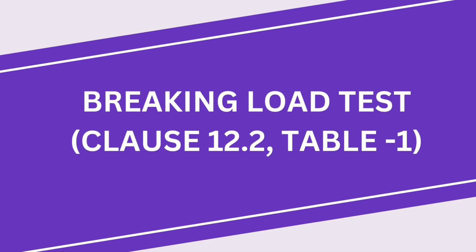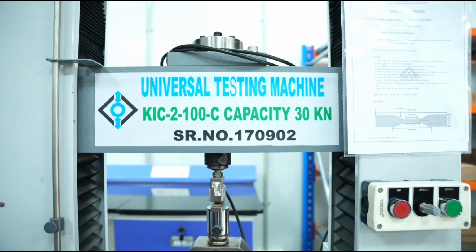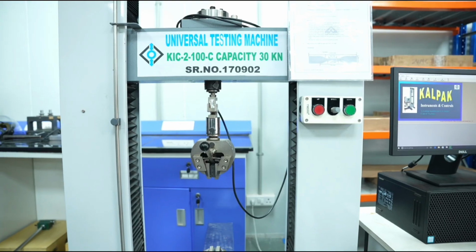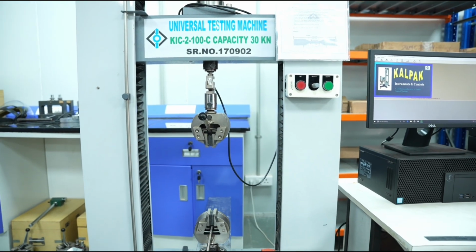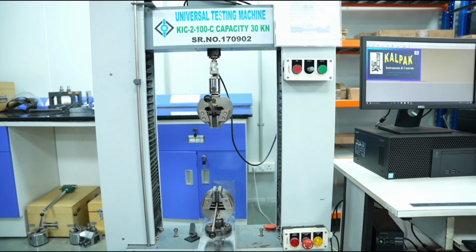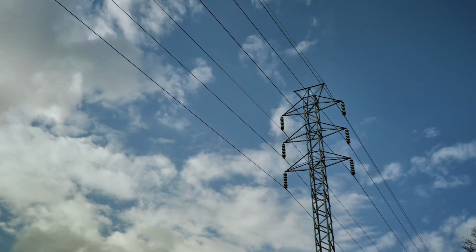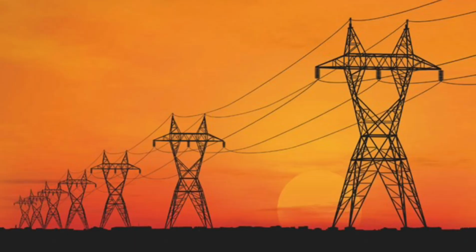The third test being demonstrated is breaking load and elongation test. Breaking load is crucial for ensuring that the conductor is strong enough to handle the mechanical stress it experiences during its period of operation, including different wind, snow or load conditions in the field of operation. The minimum breaking load for different sizes of aluminum alloy stranded conductor are specified in the standard IS 398 Part 4.